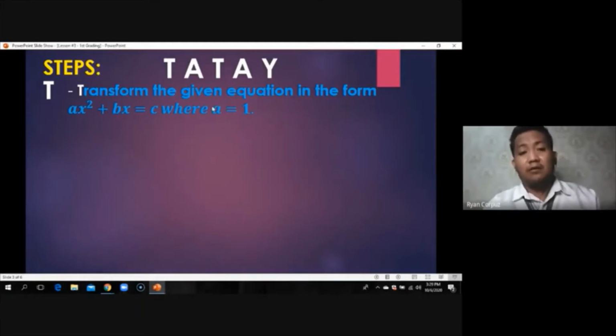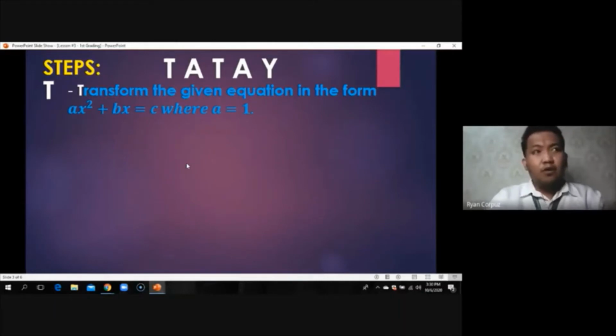And also, another condition here is that your A should be equal to 1. Ito dapat value ng A na to, dapat yan ay 1. So, if that is not 1, you still have to make it 1 first by simplifying it. So, dapat we have to make that value of A here na 1. In that case, mas madali nating ma-apply yung completing the square as a method in solving quadratic equation.